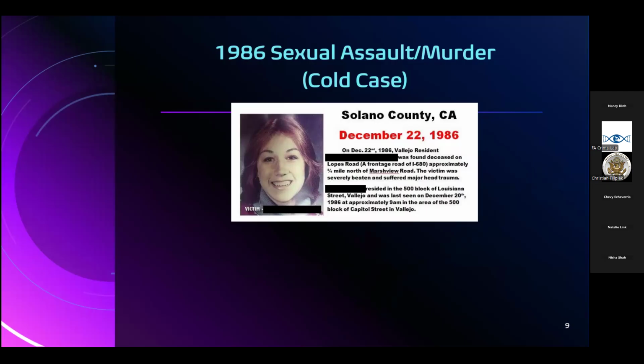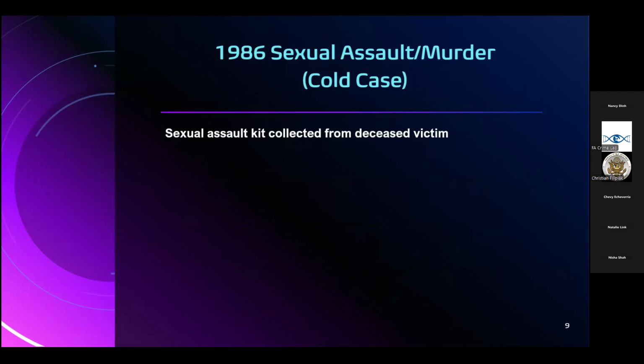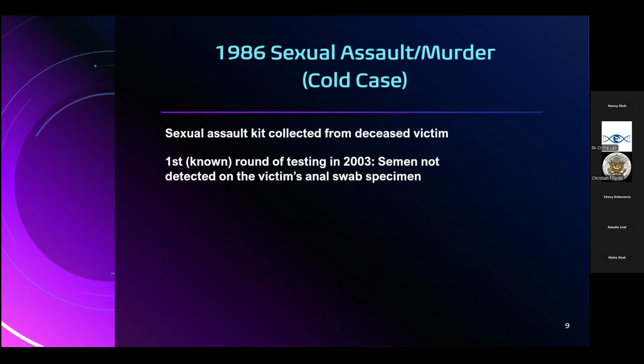So little was known about her. A sexual assault kit was collected from the victim. And the first known round of DNA testing was done in 2003. Semen was detected on the victim's vaginal swab, but the DNA result was determined to be ineligible for CODIS. Semen was not detected on the anal swab during this round of testing, and subsequent revisits by other labs to this evidence did not include the anal swab, likely because of this finding, right? This initial finding that there was no semen on it.